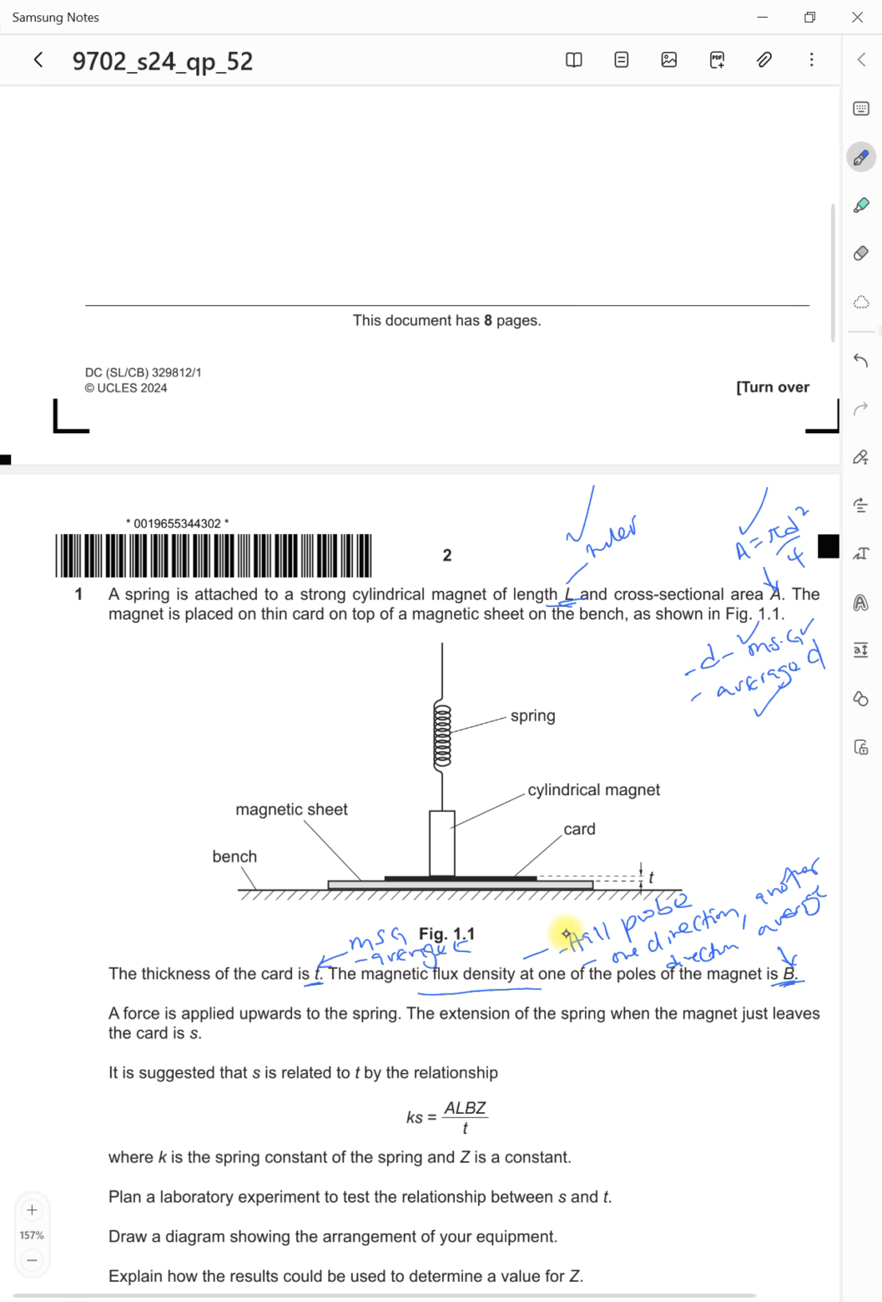Then a force is applied upwards to the spring. The extension of the spring, when the magnet just leaves the card, is S. So of course, to measure this extension, we need a ruler, which we are going to clamp. So I'll add a ruler here, which is going to be clamped. This is just a sketch of the diagram. I'll clamp the ruler here. Of course, this is going to be a plastic ruler because it is involving magnetism.